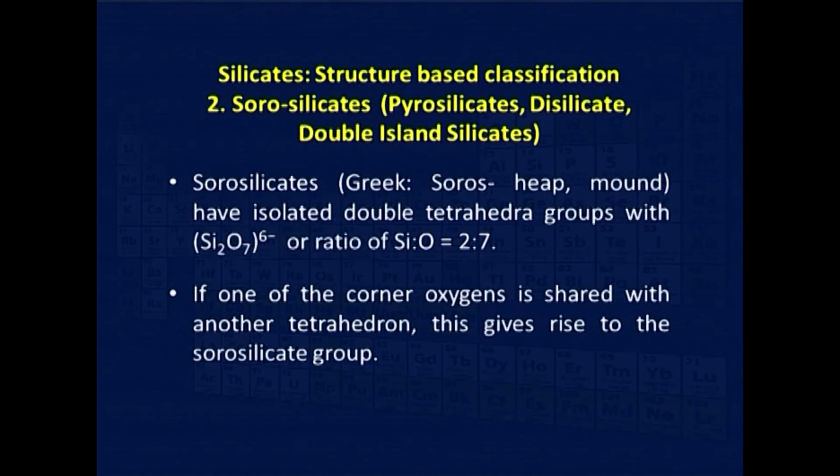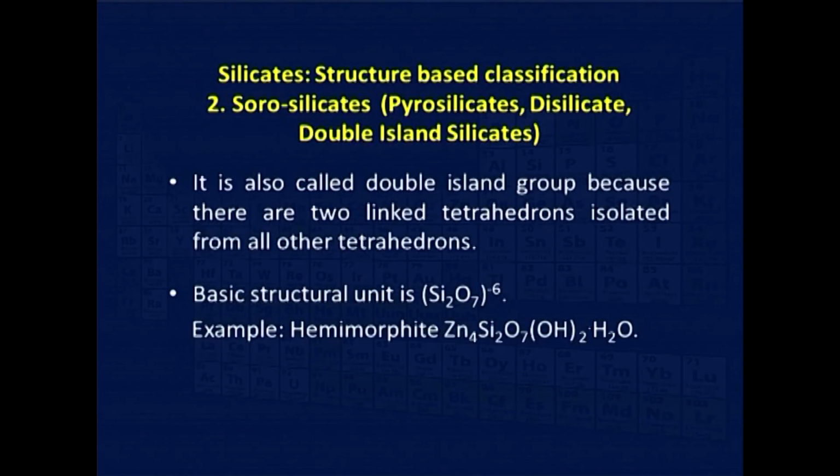The second category is sorosilicate, also known as pyrosilicate, disilicate or double island silicate. The term sorosilicate originates from the Greek, where soro means heap or mound. They have isolated double tetrahedra groups with a ratio of silicon to oxygen of 2:7. If one of the corner oxygens is shared with another tetrahedron, this gives rise to the sorosilicate group. It is also called double island group because there are two linked tetrahedra isolated from all other tetrahedra, only two running together. This is the basic structural unit Si2O7 having 6 negative charge.